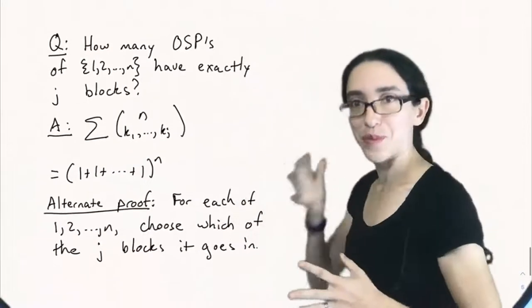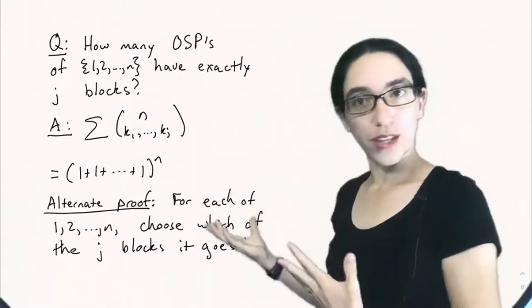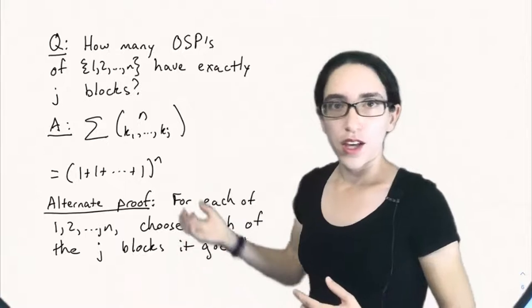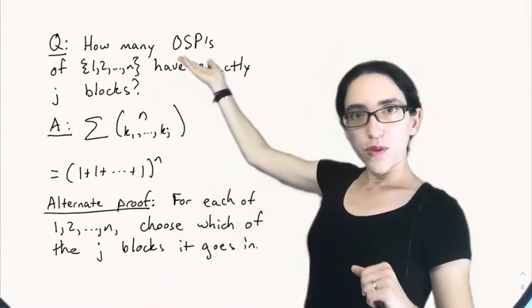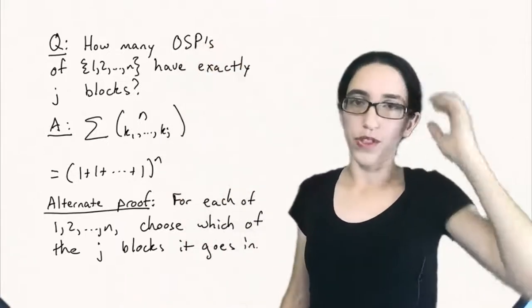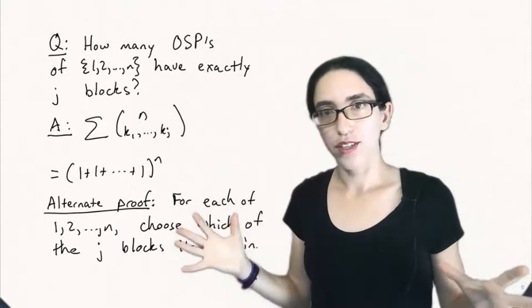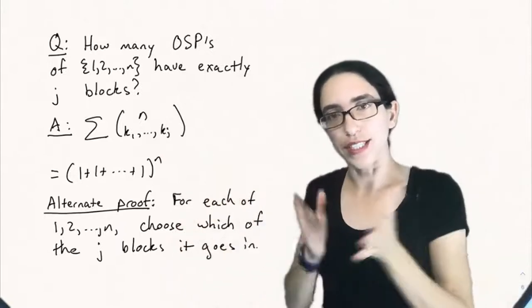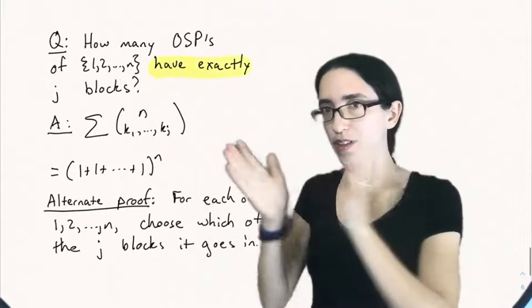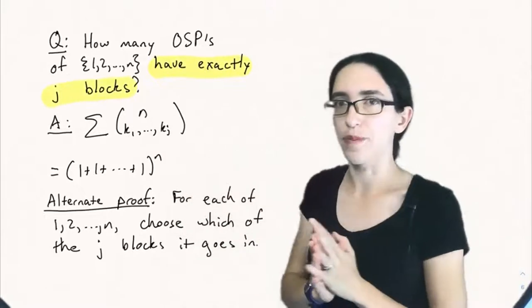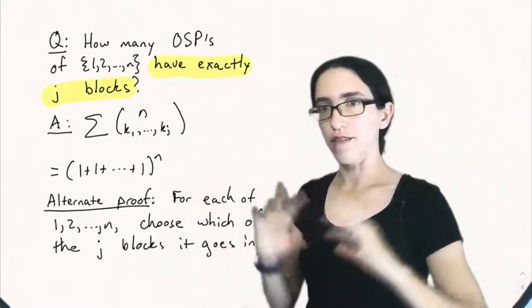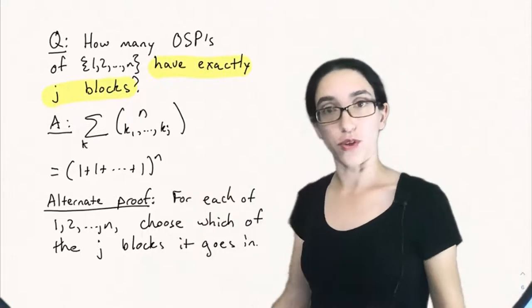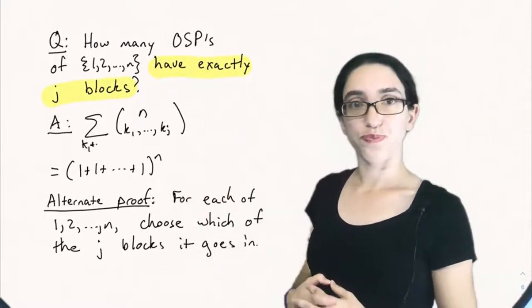Now let's use the multinomial theorem to prove something combinatorially by plugging things in. What if we ask how many ordered set partitions of 1 through n have exactly j blocks? Now there are no restrictions on what the sizes of the blocks are. I'm not saying there's k1 in this one and k2 in the next one and so on. You just have j blocks of any sizes. How many ways can you make an ordered set partition of that form?